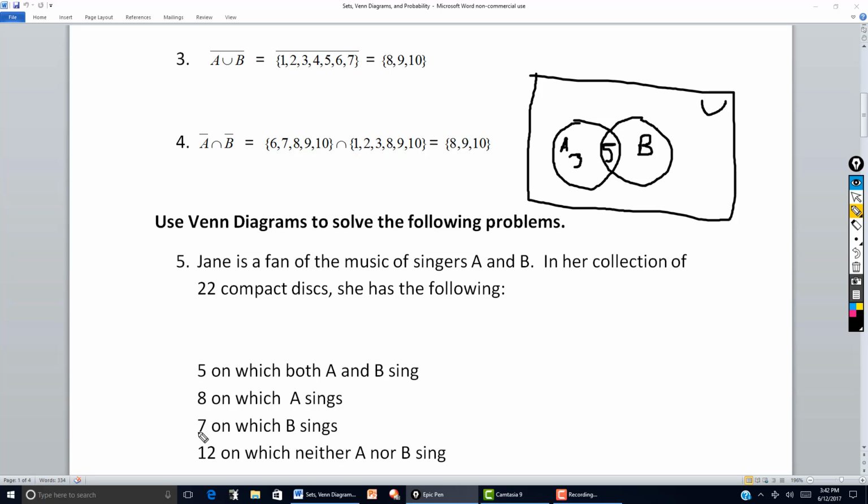And then 7 on which B sings only. So B sings is right here. This already has a 5. So if there's 7 where B sings, then this has to be a 2. Then "12 on which neither A nor B sing." So this would have to be a 12 out here.